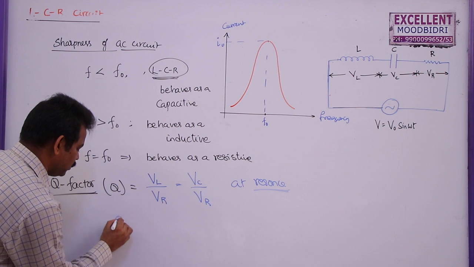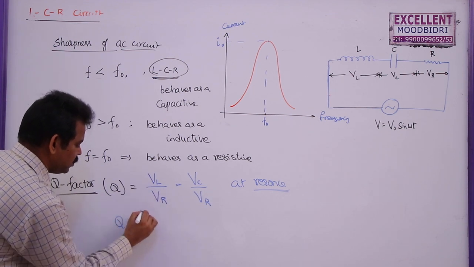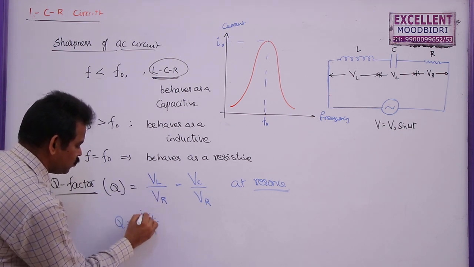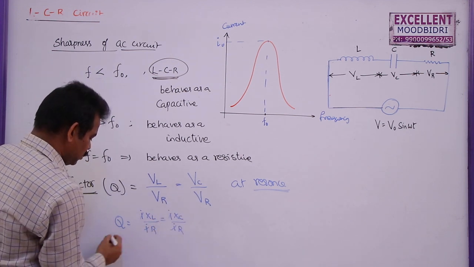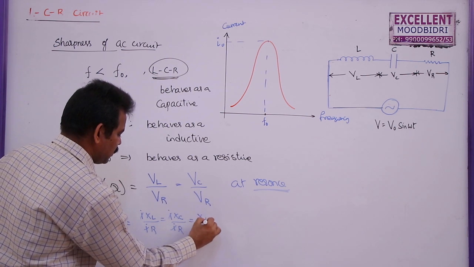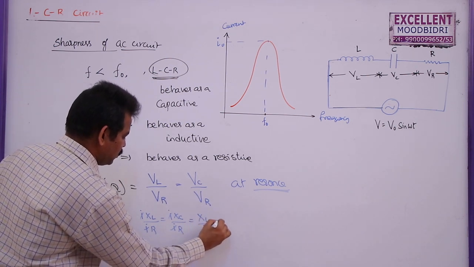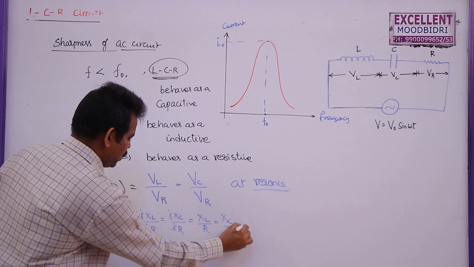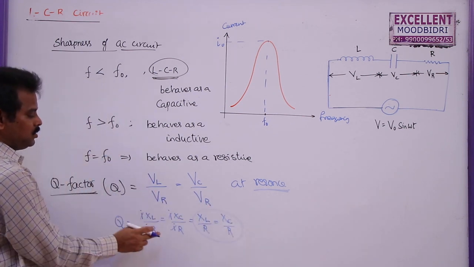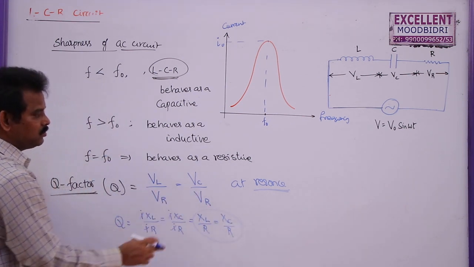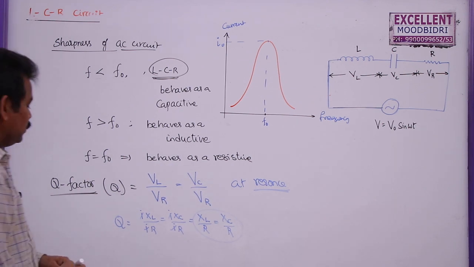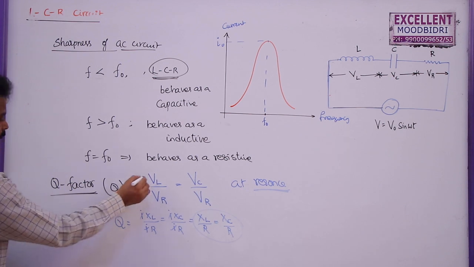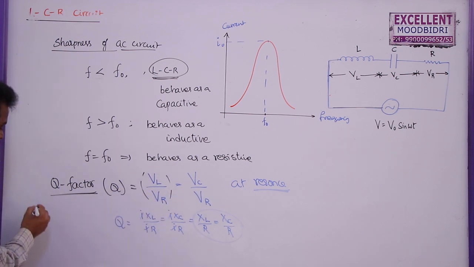So what is the quality factor now? This is I into XL by I into R, or I into XC by I into R. So the quality factor is given by XL by R, which is equal to XC by R. This one is in terms of voltages, and this one is in terms of the reactance and resistance of this circuit. Now, this quality factor can also be defined in terms of voltage amplification.